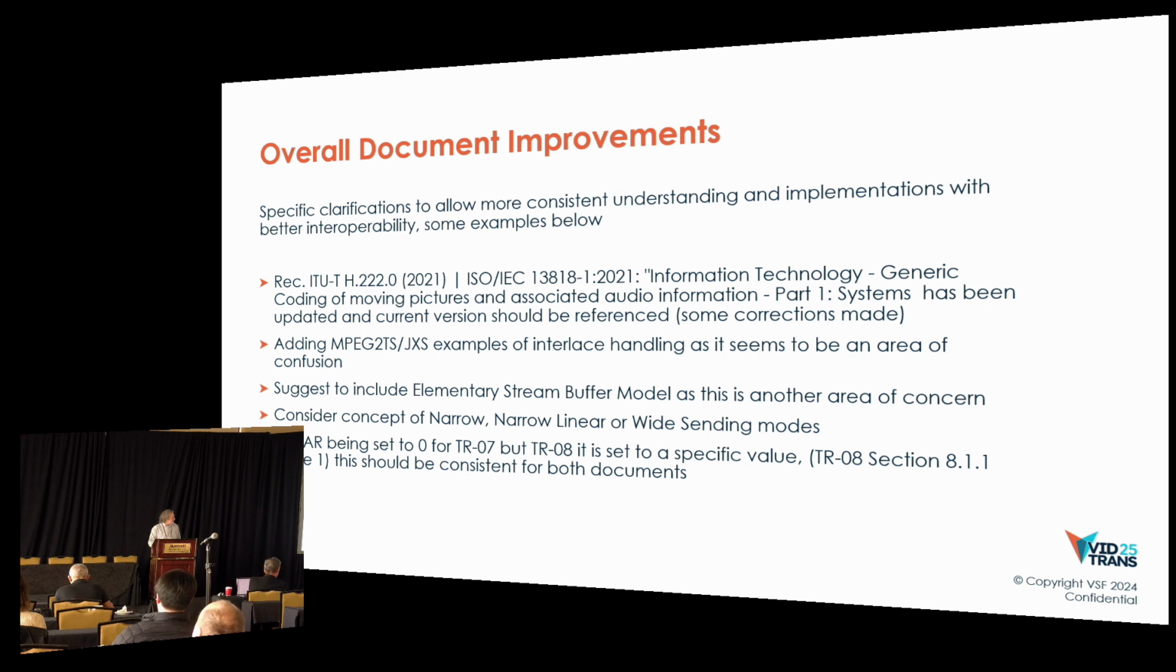Last item is just an example of this. There's a field that is defined differently in TR07 and TR08, and that's fairly inconsistent. So we'd like to correct that in the next revision. So this is just sort of a few of the examples of requests that have come in, and we're still collecting requests before we actually dive into each one and figure out how to revise the document for them.